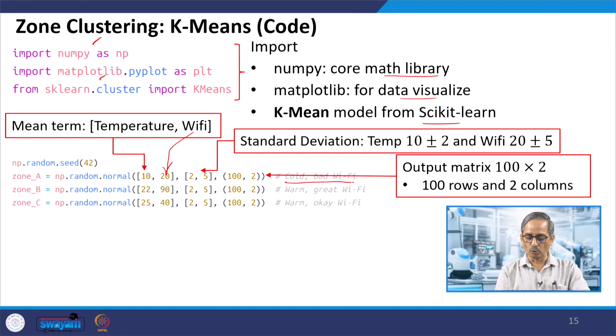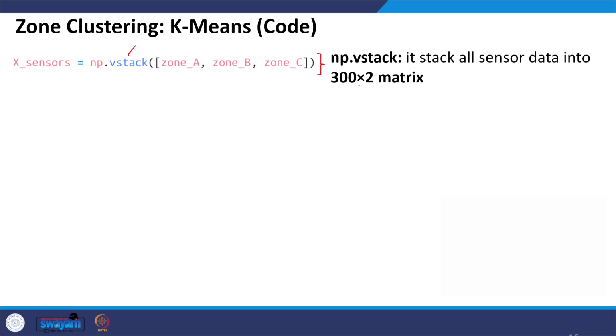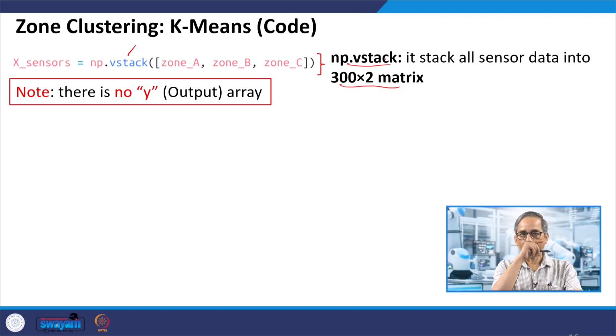One is say cold and bad Wi-Fi, the other one is warm and great Wi-Fi, and the other one is warm and okay Wi-Fi. So this is the data which is available. Here it stacks all sensor data into a 300 rows by 2 columns matrix, and you see that we do not have any output array. So we do not have any y value.